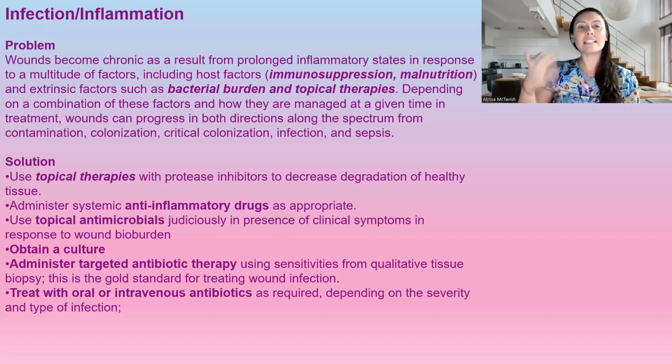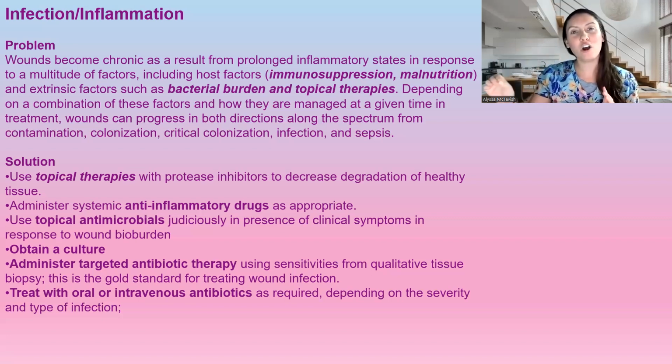Okay. So what's the solution to infection and inflammation? So we're going to use topical therapies, anti-inflammatory drugs, topical antimicrobials. And if you start using one and you notice that all of a sudden it looks more inflamed, stop using it. Go on to a different antimicrobial. There's a ton. You can find another one. Obtain a wound culture. This is so important, and I don't see it enough. Okay, not at all. How do we know what we're treating if we're not obtaining a culture?